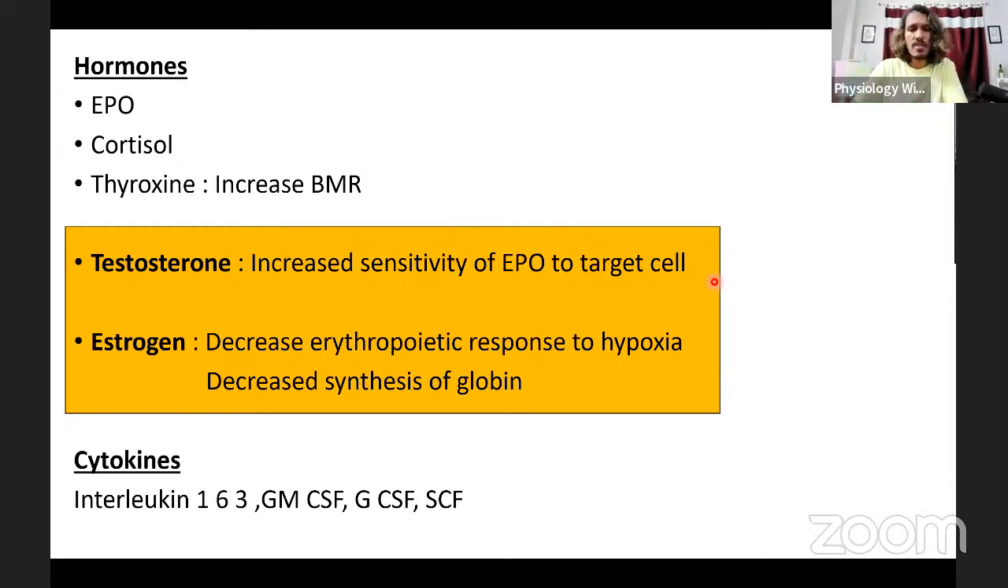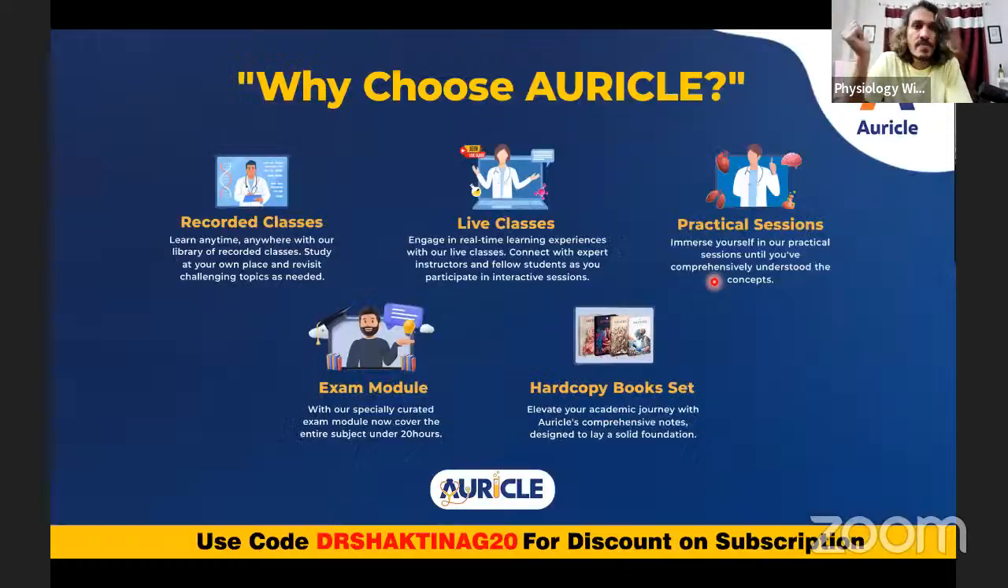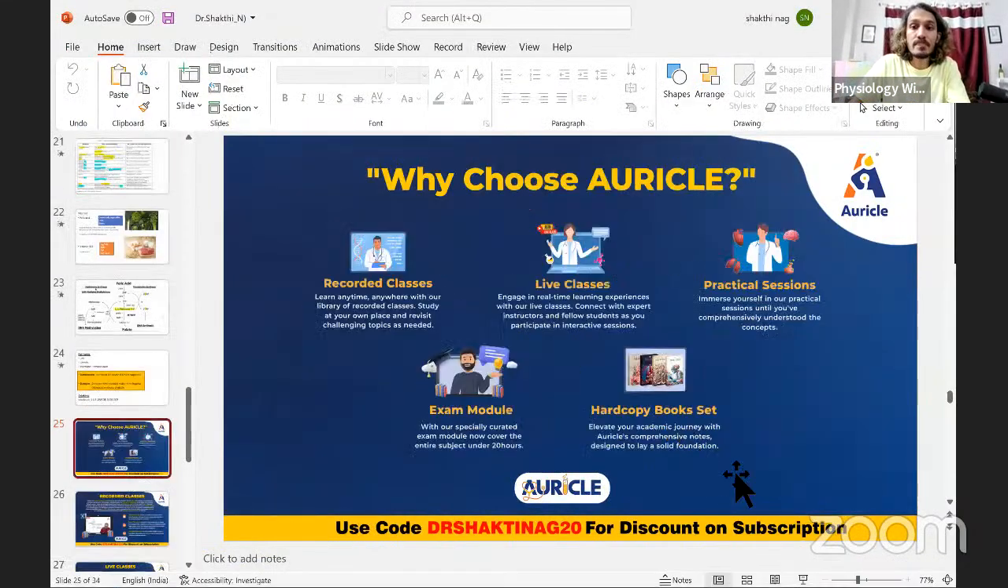And then we have cytokines we had initially talked about: interleukin 1, 3, 6, GM-CSF, G-CSF, SCF. So again, these are the various things we have to talk about. This is a very, very, very important topic.